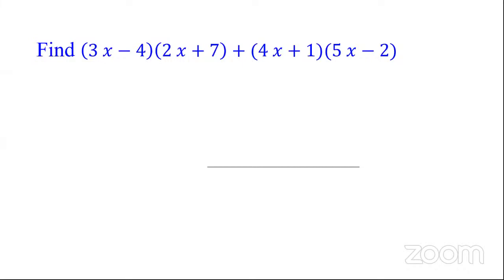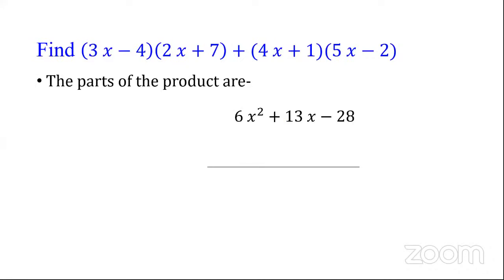3x minus 4 multiplied by 2x plus 7. Write the products. 6x square, 21 minus 8, 13 with plus sign, and minus 28 are the three parts for the first product. Plus 20x square, 5 minus 8 gives me minus 3, 1 into minus 2, minus 2. Vertical addition of like terms: 26, 10, minus 30. So 26x square plus 10x minus 30.